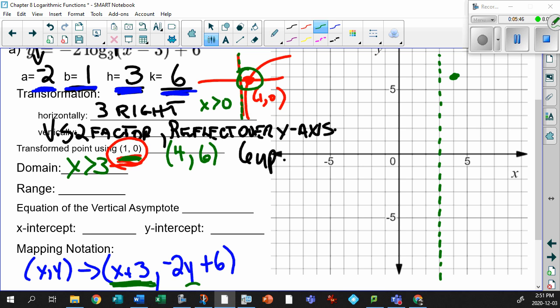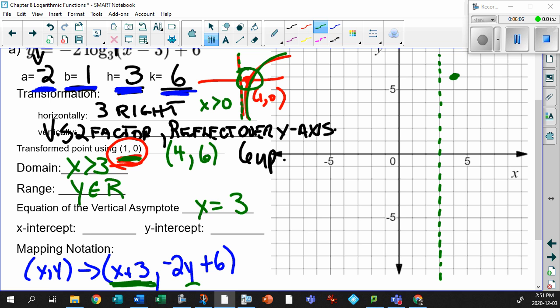Cool. How about the range? Surprisingly enough, when you've got a graph that's going like this, your range, of course, yeah, you know it. x is an element of R. Now, the equation of the vertical asymptote is pretty easy now because it's based on the domain. x equals 3.